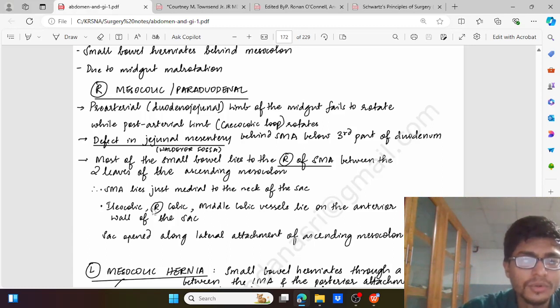Ileocolic, right colic and middle colic vessels lie on the anterior wall of the sac of this hernia, and the sac is opened along the lateral attachment of the ascending mesocolon. So along the lateral attachment of the ascending mesocolon, we open the hernia sac and then treat it. The Waldeyer's fossa is the defect in the jejunal mesentery behind the SMA below the third part of the duodenum.